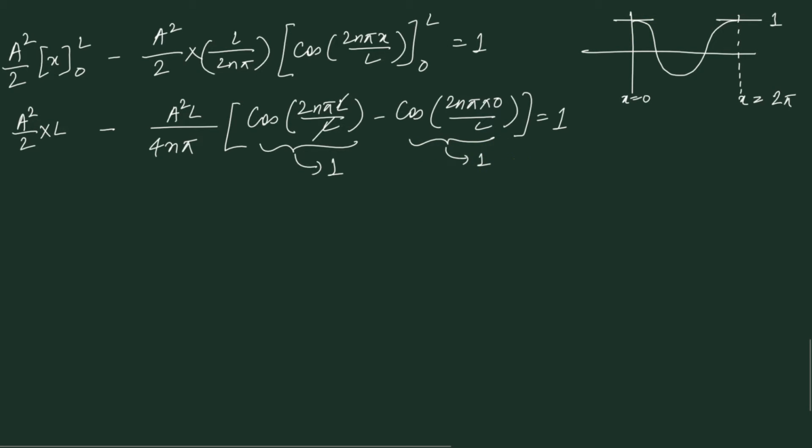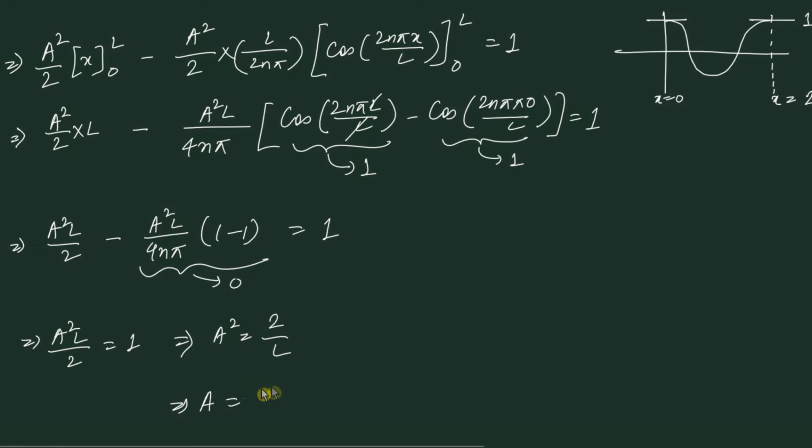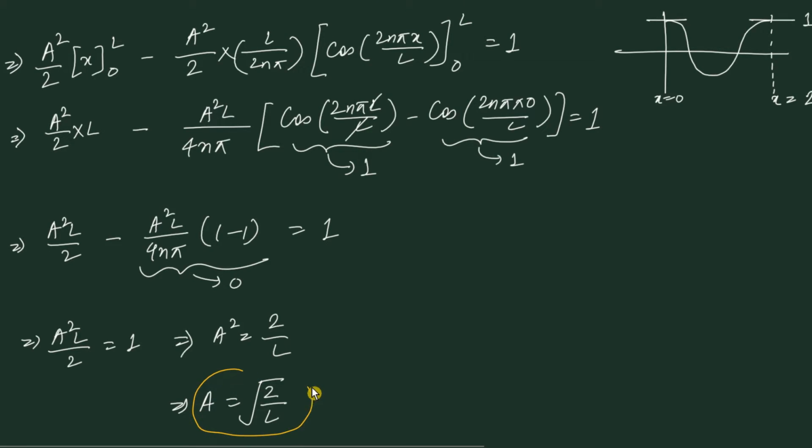So I get here a square L by 2 minus a square L upon 4 n pi times 1 minus 1, is equal to 1. So this of course becomes 0. The whole term becomes 0. So I am finally left with a square L by 2 is equal to 1, or a square is equal to twice upon L, or a is equal to square root of 2 upon L. So finally, yes, we have obtained the constant a that we have been searching for since the beginning.